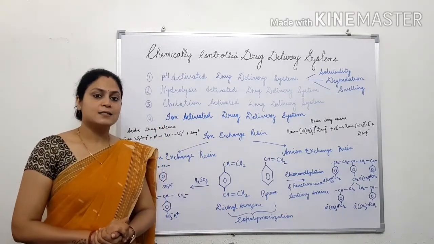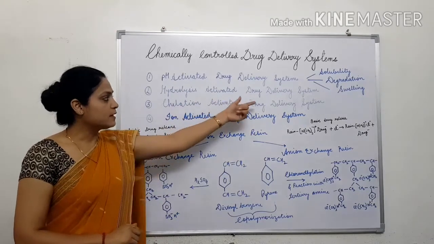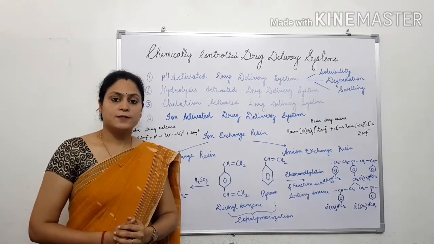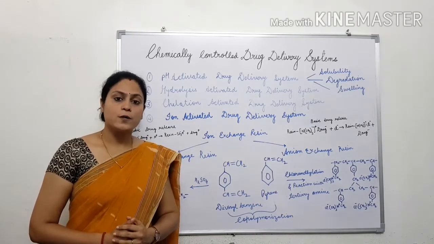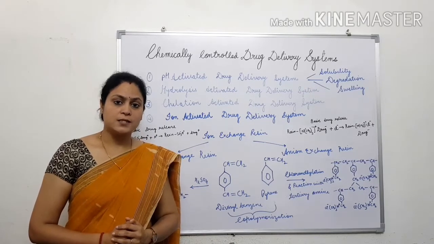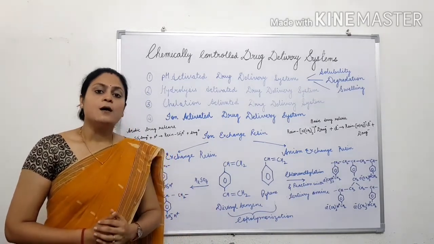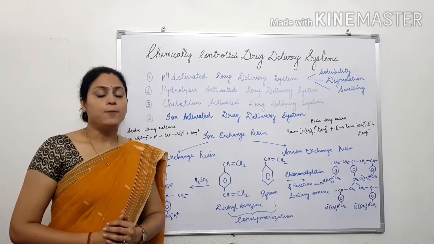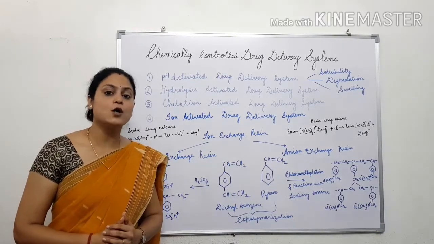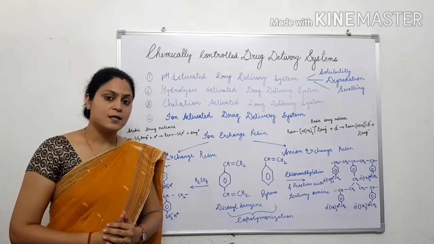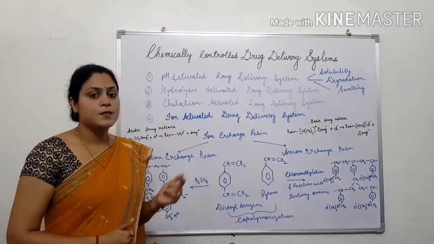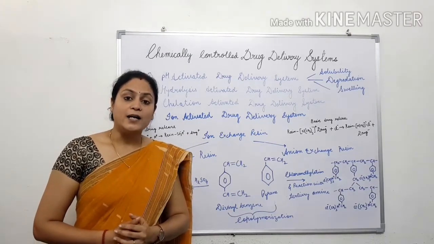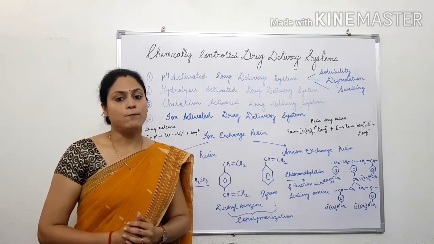Now students, let's discuss hydrolysis activated drug delivery systems. These hydrolysis activated drug delivery systems utilize bioerodible and biodegradable polymers such as polylactide, glycolide copolymers, polyorthoesters and polyanhydrides. The release of drug from the polymer matrix in these types of drug delivery system is activated by the hydrolysis induced degradation of polymer.